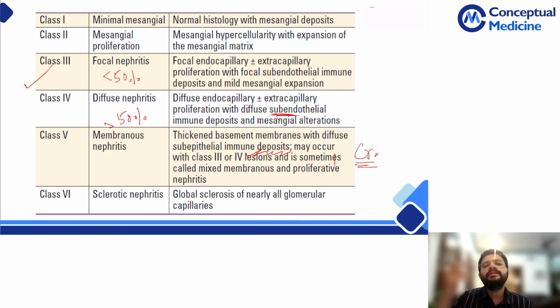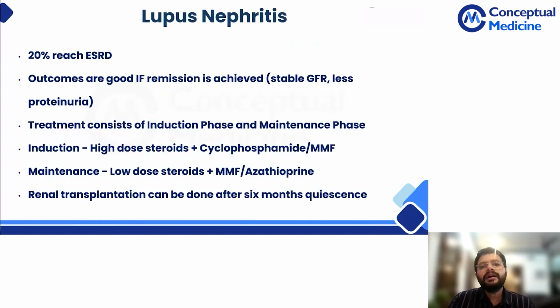And class 6 is when we've missed the bus, or we've been defeated by the disease, and most of the glomeruli are sclerosed. When more than 90% of the glomeruli are sclerosed, you call it class 6, global glomerulosclerosis. Luckily, if you can catch the disease early and treat well, then you might have CKD, but only 20% will develop end-stage renal disease. You can get away with CKD in 80% of the patients if you catch the disease early and are able to treat the patient well.